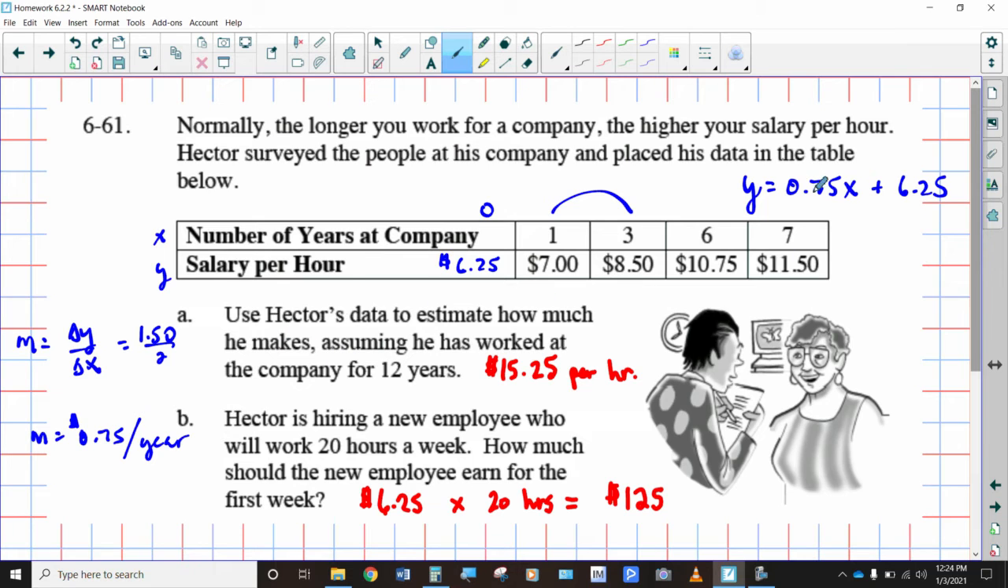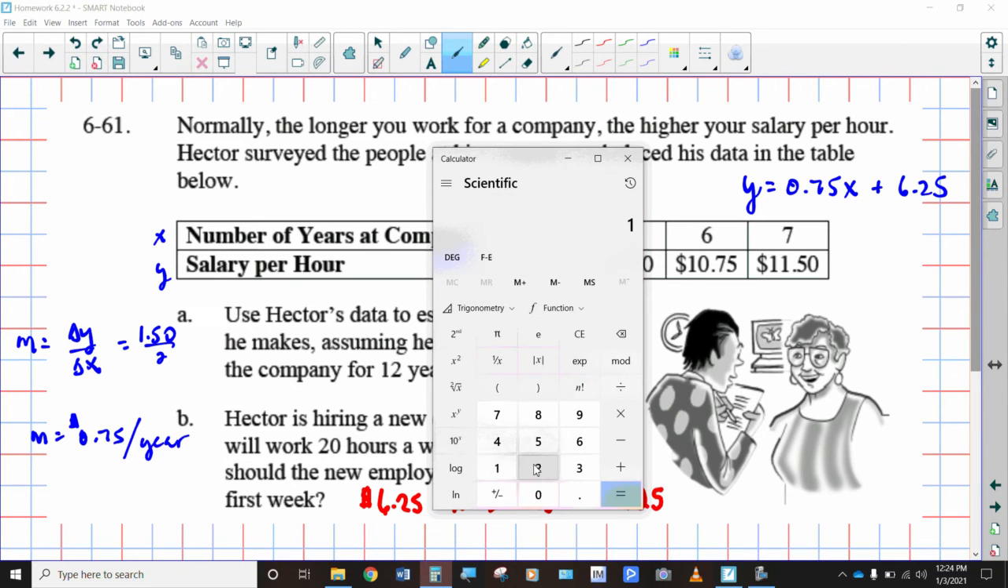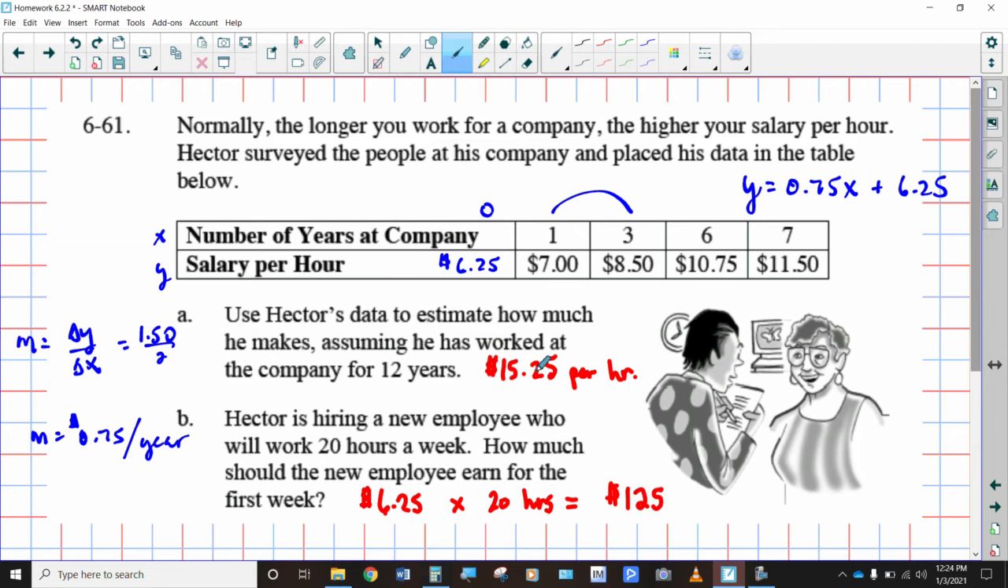So if he works for 12 years, you're going to take 12 times 75 cents. 12 times 0.75, that's $9, plus the original wage that they made. $15.25 would be the new wage that they were earning after 12 years of work.